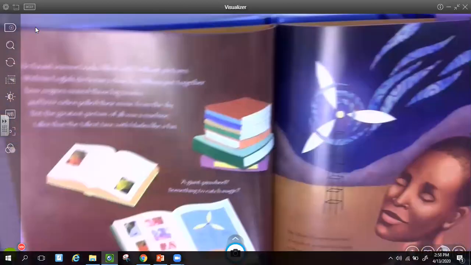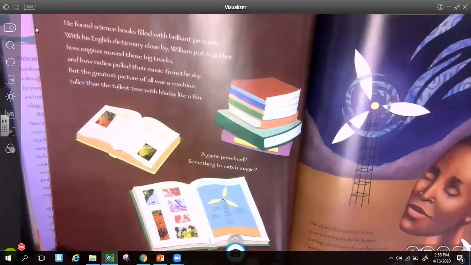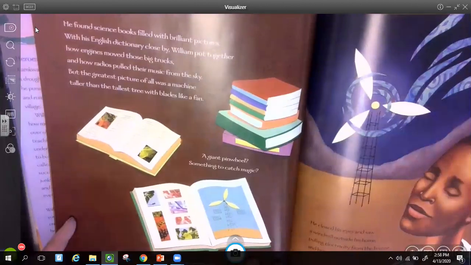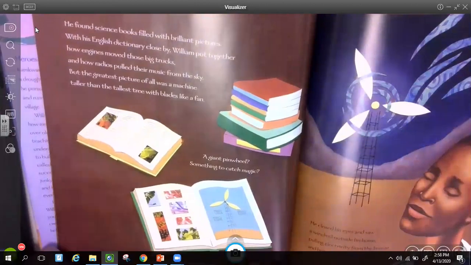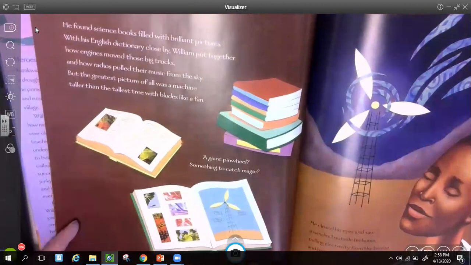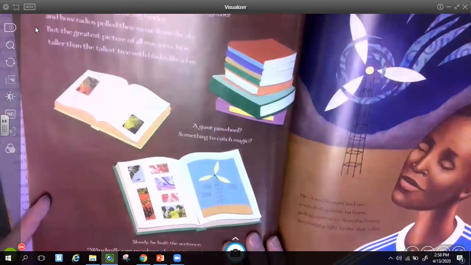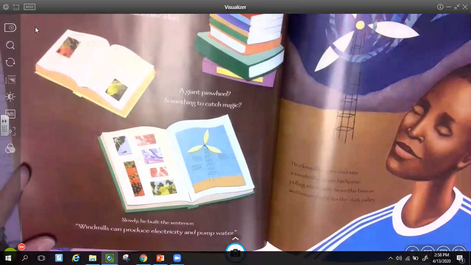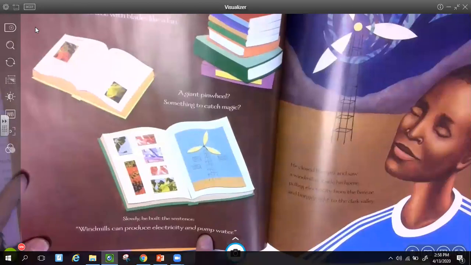He found science books filled with brilliant pictures. With his English dictionary close by, William put together how engines moved those big trucks and how radios pulled their music from the sky. But the greatest picture of all was a machine taller than the tallest tree with blades like a fan. A giant pinwheel? Something to catch magic? Slowly, he built the sentence, "Windmills can produce electricity and pump water."